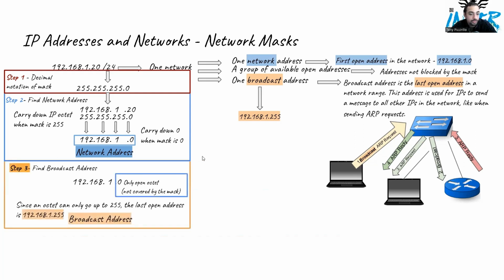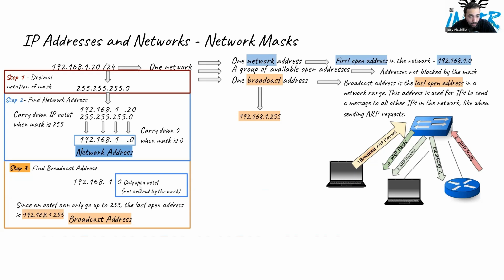In step 3, we're going to find the broadcast address. We do that by finding the last open IP in the network range. So this was the first one, now this is the last. We know that the network range starts from 192.168.1.0 because our mask revealed the network address and the first open address, right here.